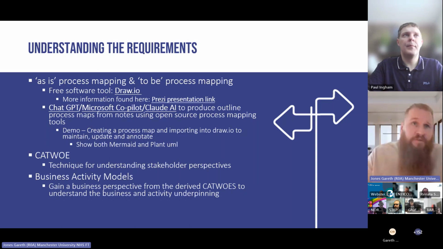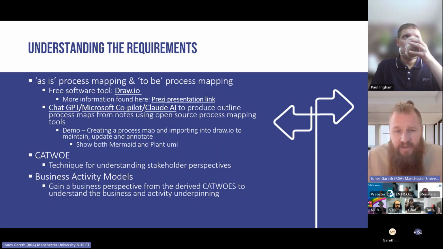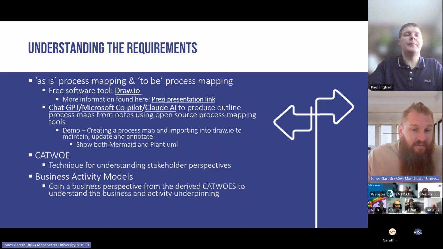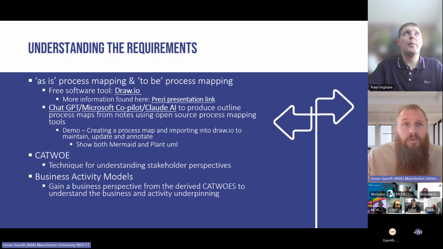So one version of that is a process mapping approach, an as-is process and a to-be process. And ultimately that is trying to say, okay, this is the way that things are now, and this is the ultimate goal about what we want to achieve. And in this particular example that we'll show you in a couple of slides' time, there's a software tool called Draw.io that's been used.